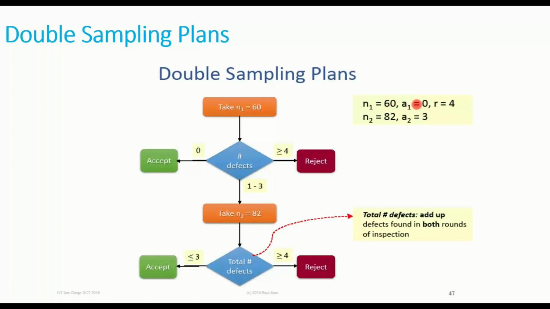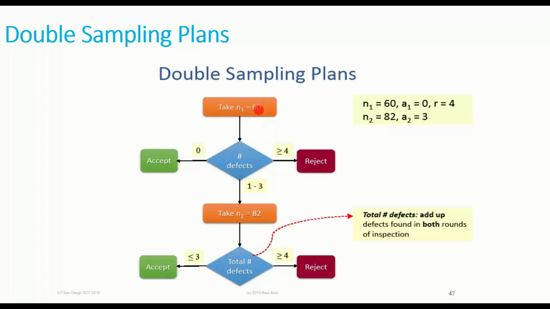But if we don't quite pass, we don't have 0 defects, but we have somewhere between 1 and 3 defects, then we'll go to our second sample. We'll go to a second step. And now we're going to pull a sample of 82, a bigger sample, and for both the first and second set combined, we have to have 3. It has to be less than or equal to 3 to accept, okay?